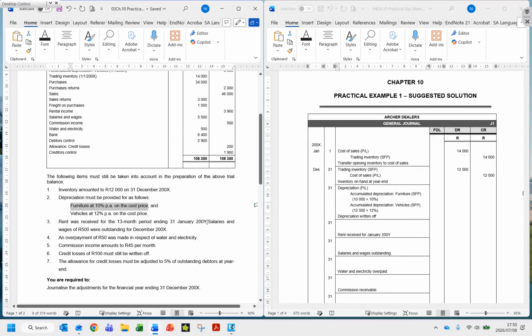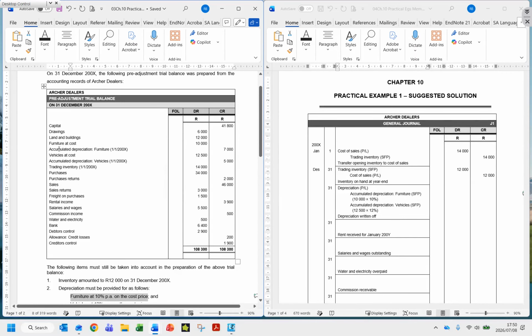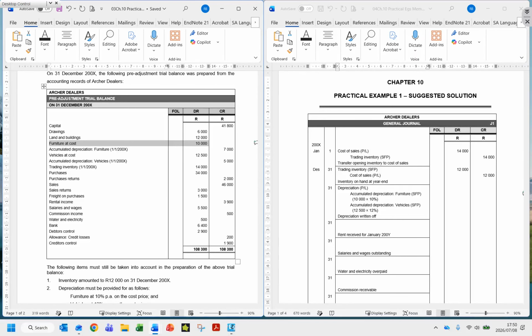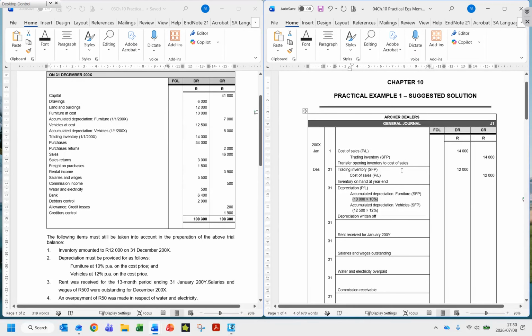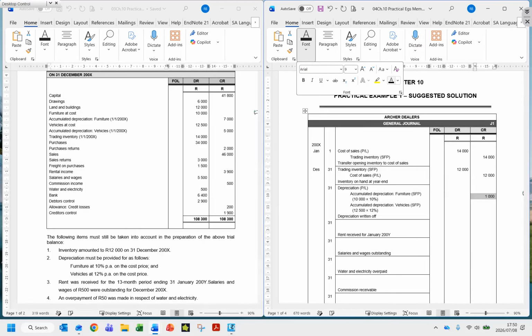That is the straight line method. So you need to go to the trial balance and have a look at what is my furniture's cost price. And that is where I get that 10,000 Rand times the depreciation rate that is given in the question of 10%. That gives me 1,000 Rand.